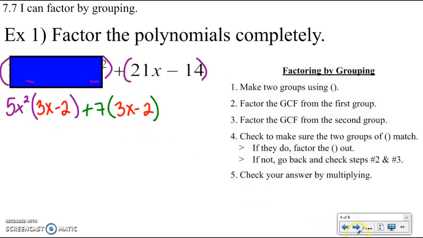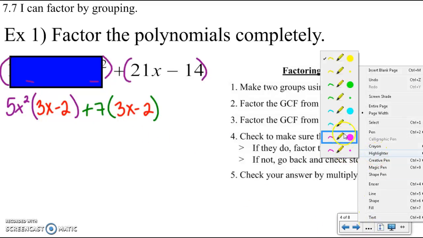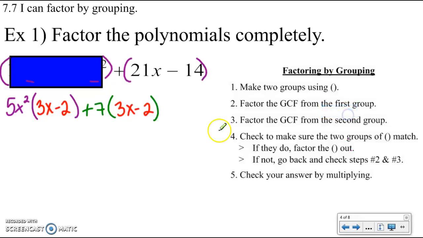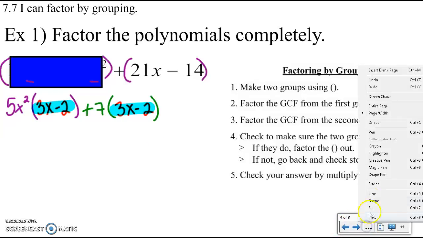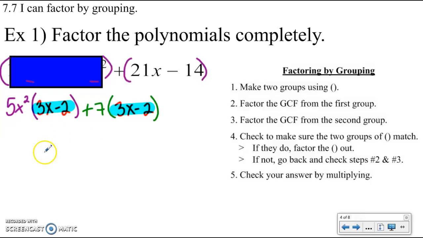Okay, so here is step 2. Here is step 3. Step 4 says to make sure that your two groups match. So we want to make sure that this matches that. If it does, we can continue on. If it doesn't, we need to go back. So since those two match, I'm going to bring that out front. Okay? They have that in common.